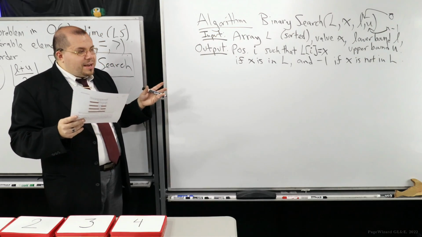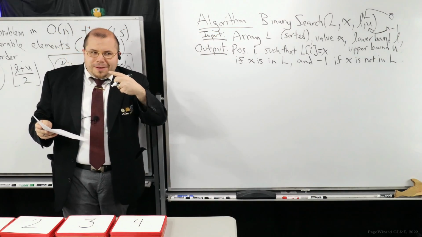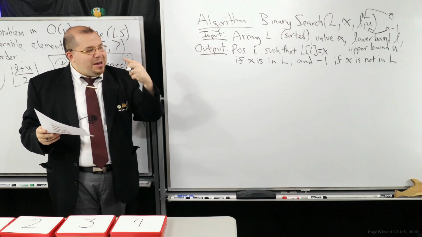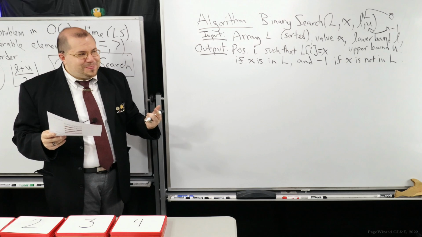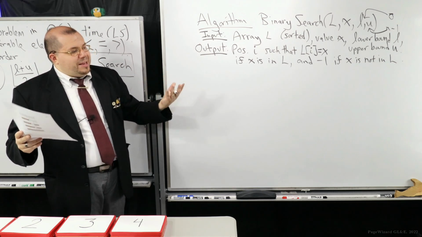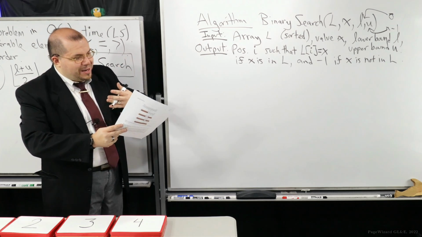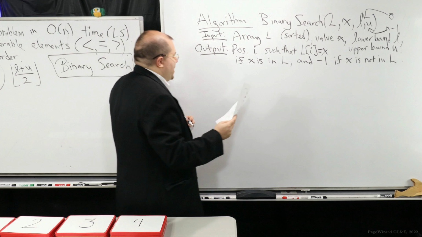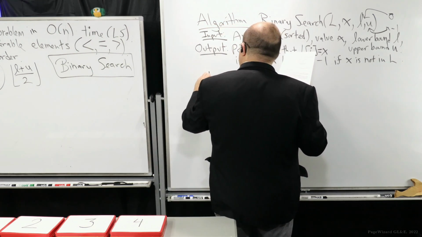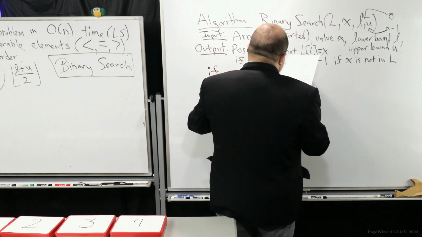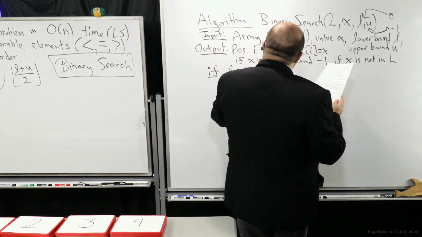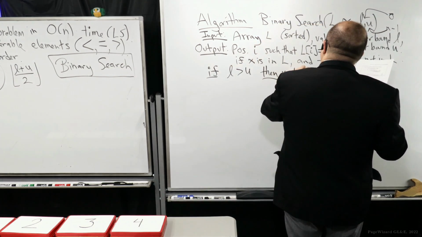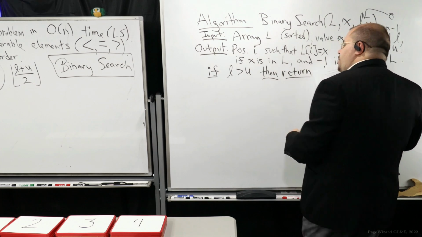So the first thing, did you remember how I stopped this process? If I don't find the element I'm looking for, I don't find X, well, this would be happening when the intervals cross, right? When L becomes larger than U, meaning there's no more elements to look at. So if L is greater than U, then we're going to return -1 because there's no more elements to look at.